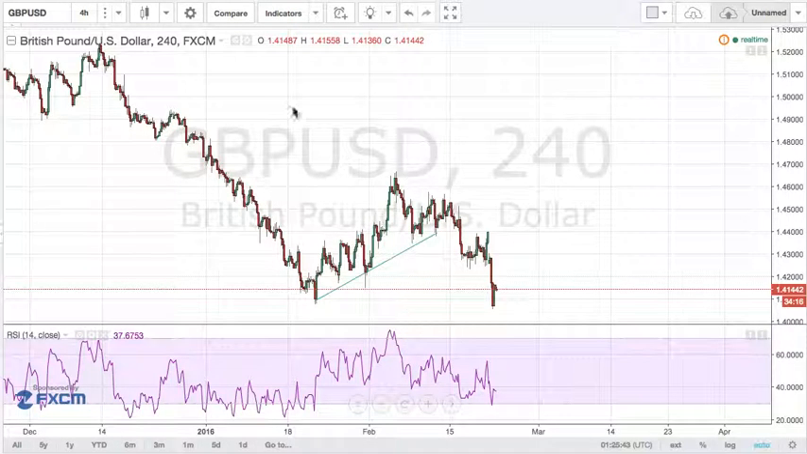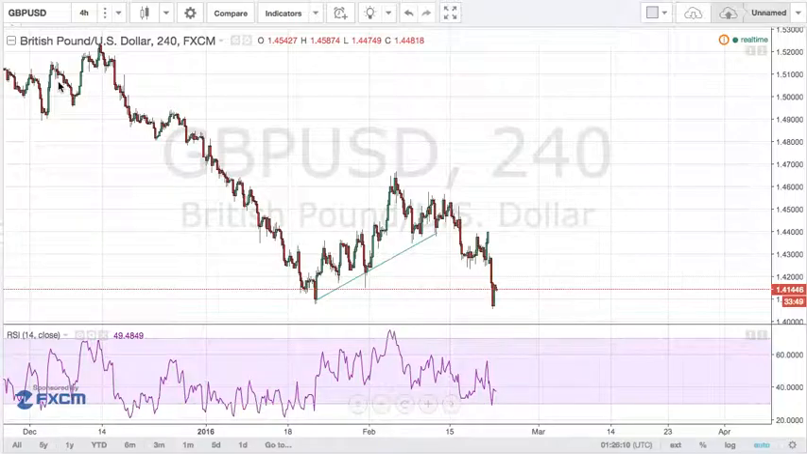Here we have a 4-hour chart of GBP/USD, Great British Pound and US dollar. This is TradingView.com, by the way, for you guys. You can use this website anywhere you want. So let's get into it. You can use the RSI indicator to find overbought and oversold positions.